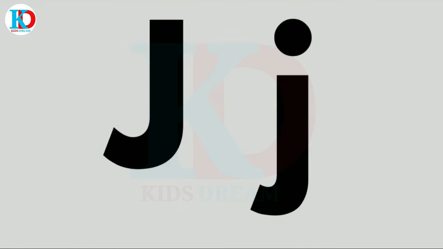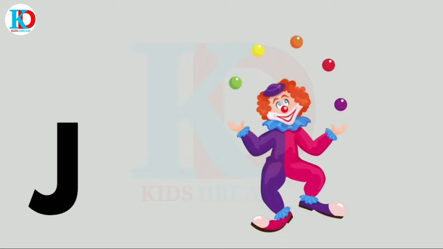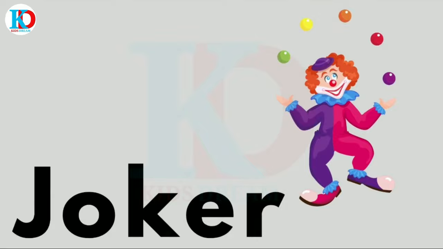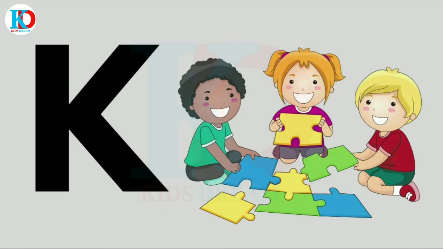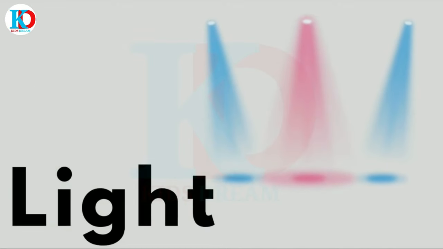J. It's alphabet J. J for joker. K. It's alphabet K. K for kids. L. It's alphabet L. L for light.